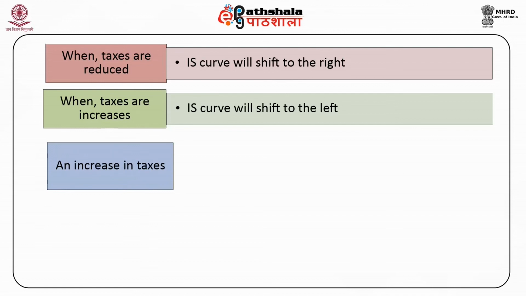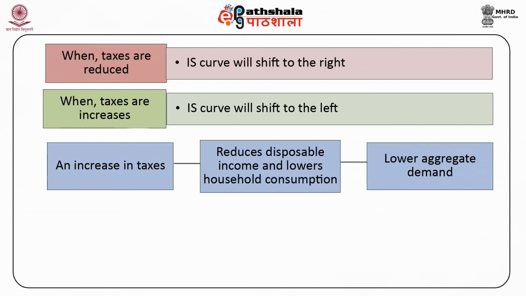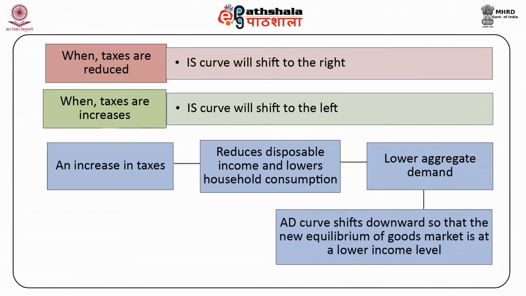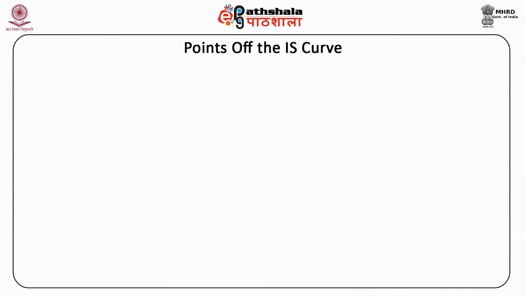An increase in taxes reduces disposable income and lowers household consumption, leading to lower aggregate demand. Hence, the AD curve shifts downward so that the new equilibrium of the goods market is at a lower income level. At unchanged interest rates, if there is lower income, this implies a shift in the IS curve to the left.